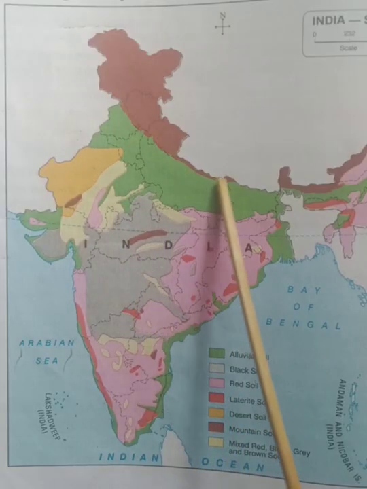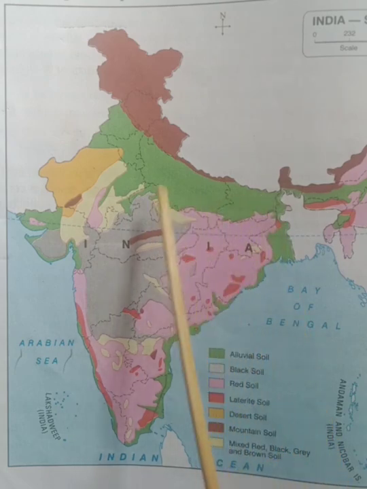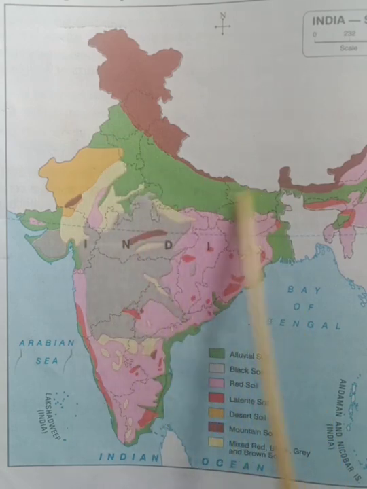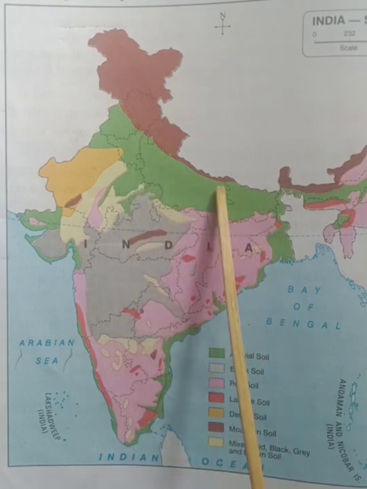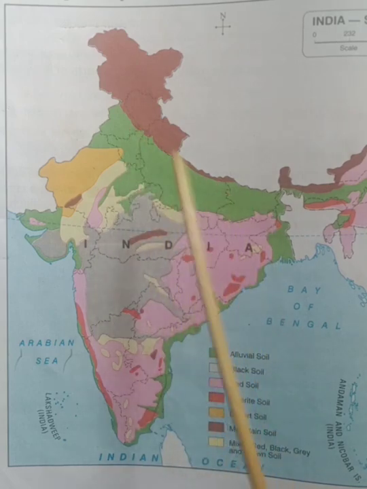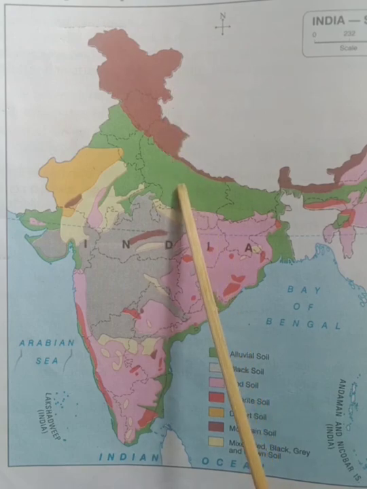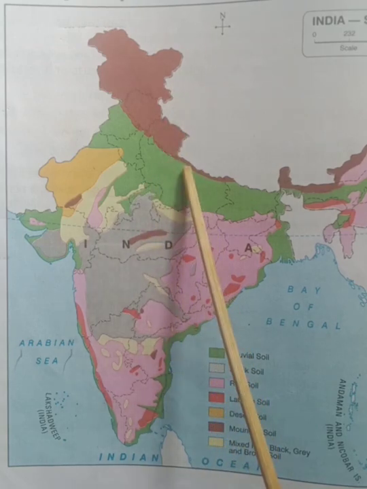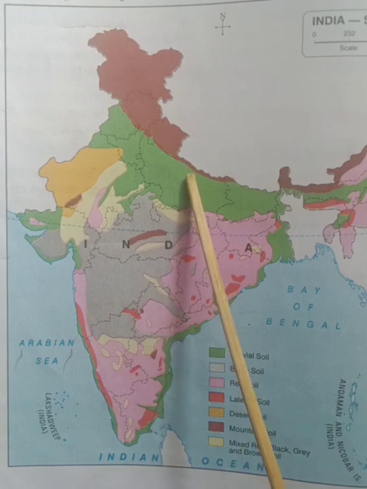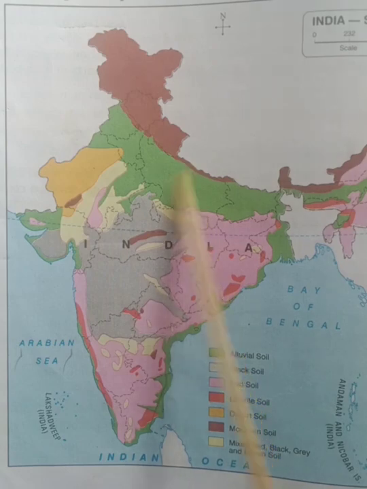In this part of India, you will find the alluvial soil. Can you see the green color? It is alluvial soil found in the northern plains. The northern rivers bring a large quantity of silt. What do you mean by silt? Silt means fine sand or clay deposited by running water.